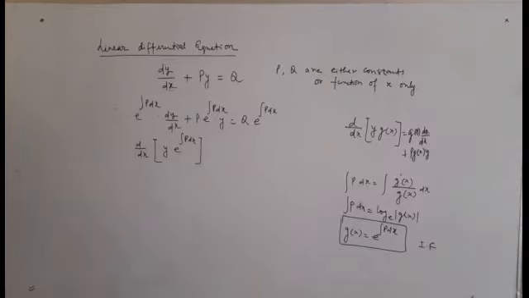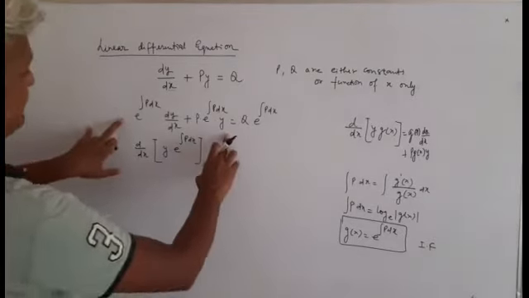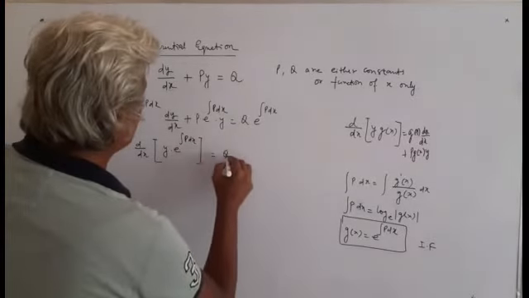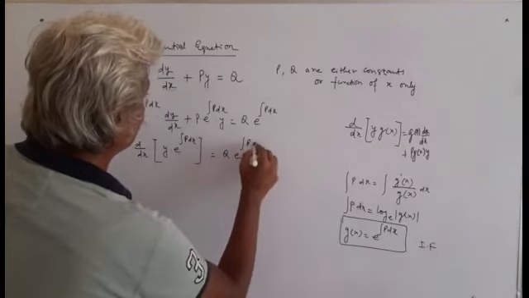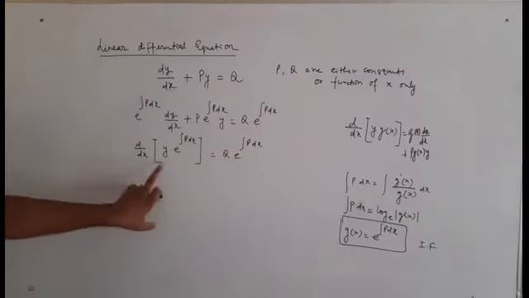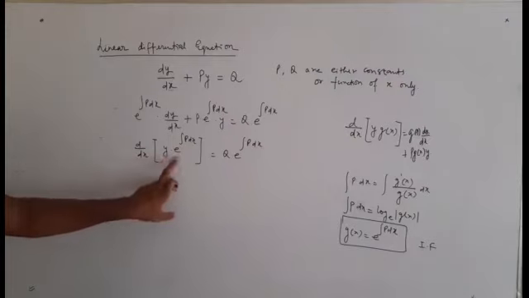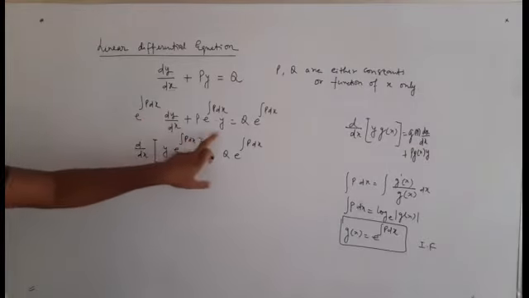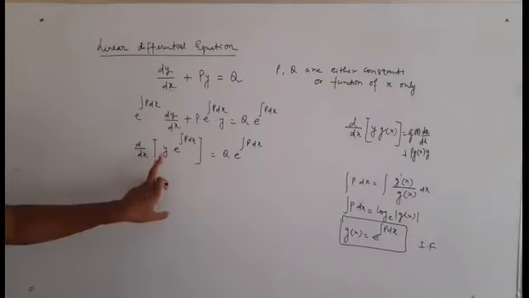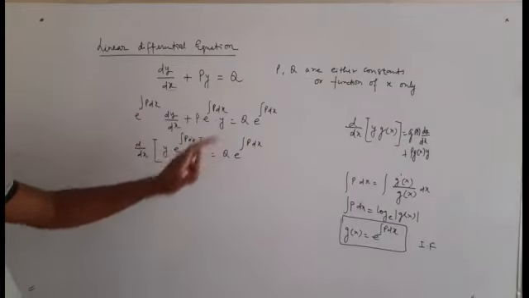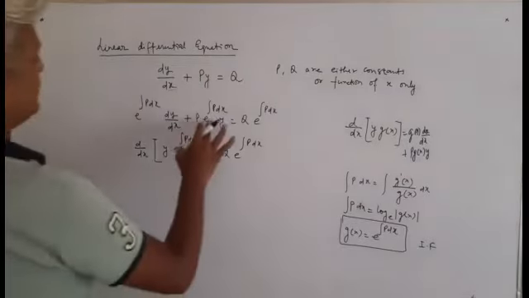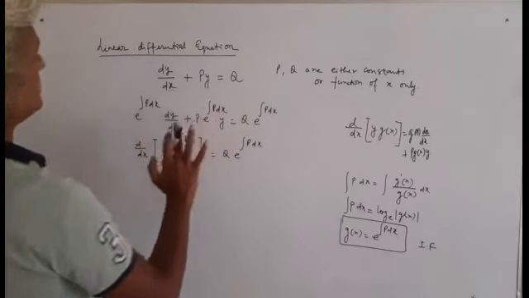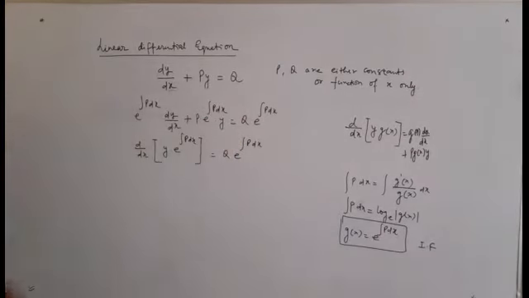So d by dx of y e to the power integration of p dx is equal to q e to the power integration of p dx. Now you see, this is differentiation by the uv rule. If I differentiate this, the differentiation of y is dy by dx, and this is unchanged here; then y is unchanged, and the differentiation of e to the power integration of p dx gives just p. So this part is equal to this part.